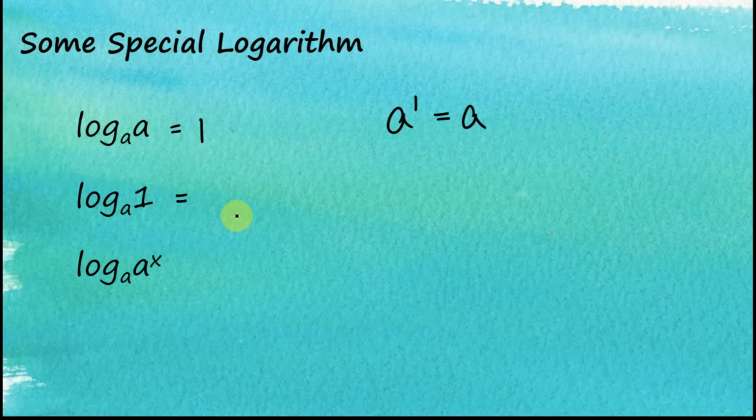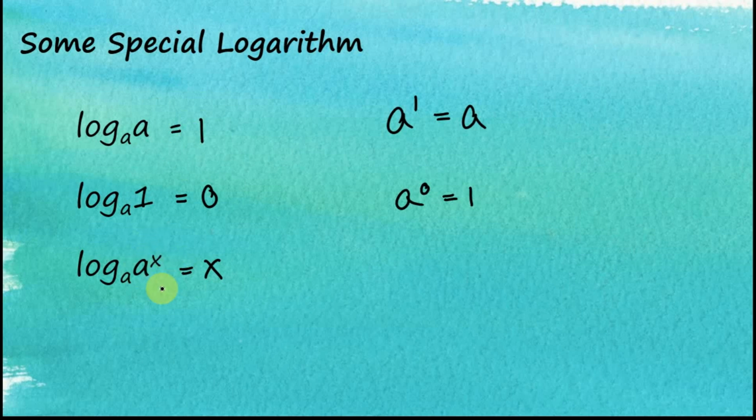How about this one? a to the power of what is equal to 1? In index numbers, we learned that a to the power of 0 is always equal to 1, no matter what the value of a is. Therefore, we can tell straight away that the log of 1 with any base a is always equal to 0. And the last one: a to the power of what equals a to the power of x? Of course, a to the power of x is always equal to a to the power of x. So for this logarithm, we can tell straight away its value.